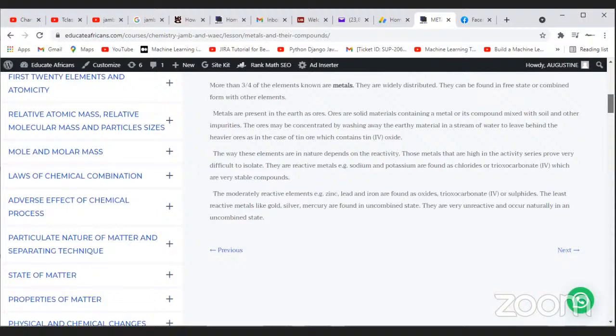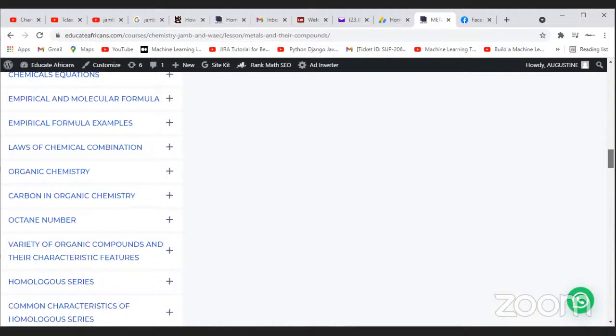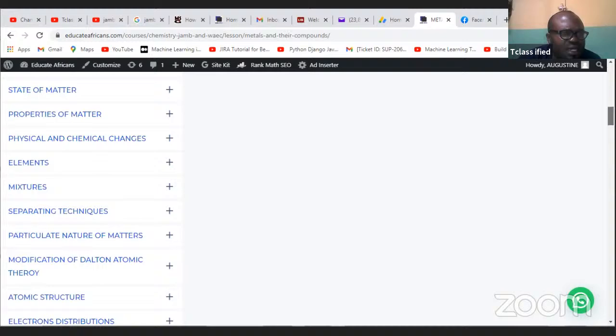Okay, let's still go further. Let's look at other things on metals and compounds. We are rounding up, so we're trying to look at topics that we did not even touch that much.